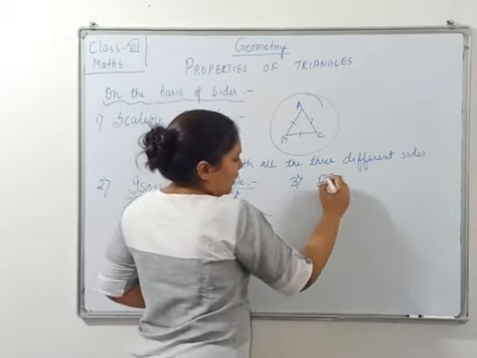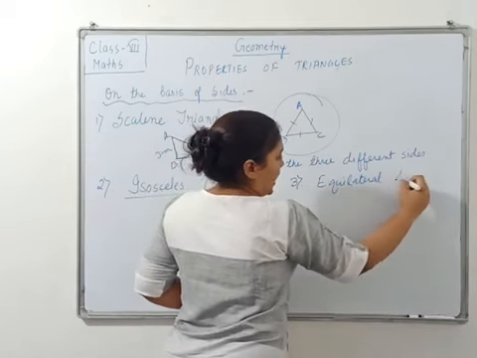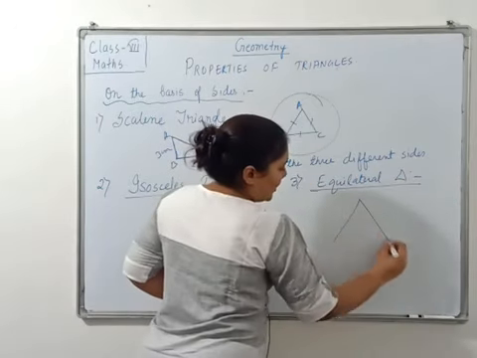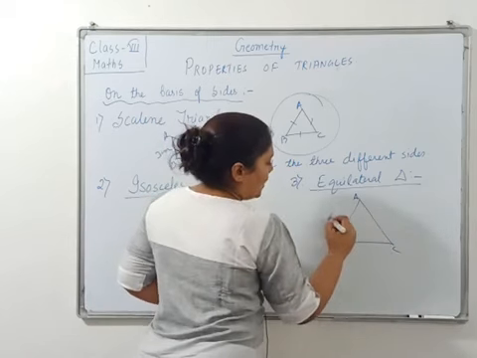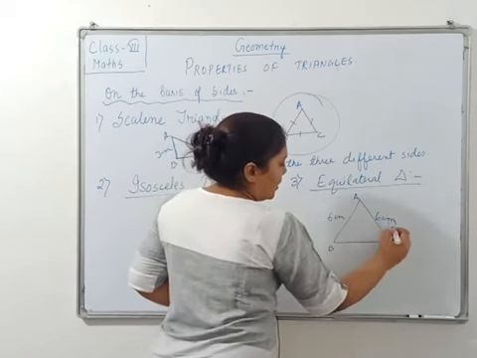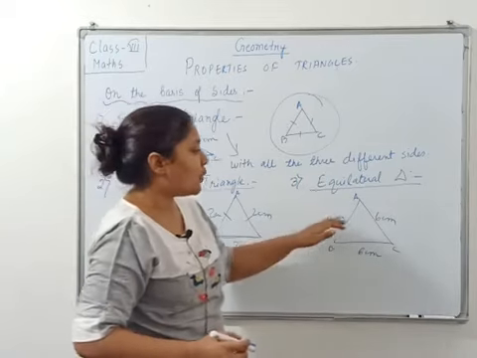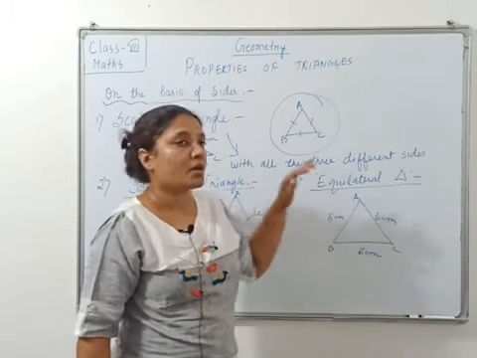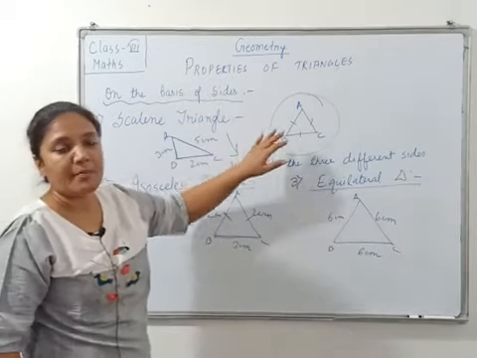Then next comes number 3, equilateral triangle. I am writing here short form, okay? Equilateral triangle means a triangle where all the measurements are equal. When all the sides have equal measure, that triangle is called equilateral triangle.